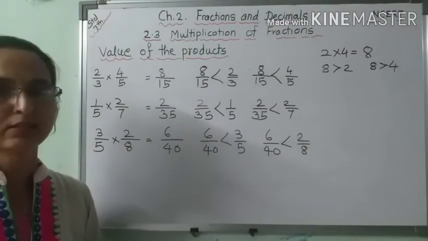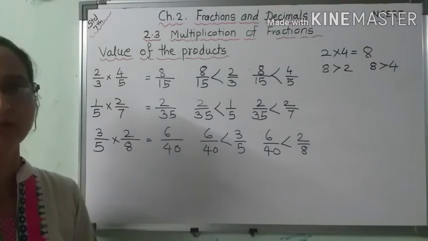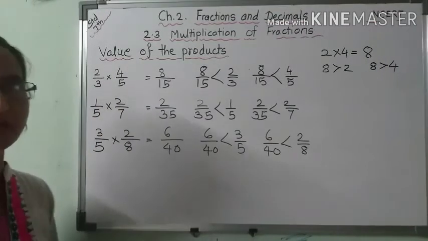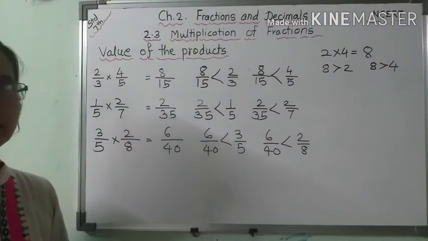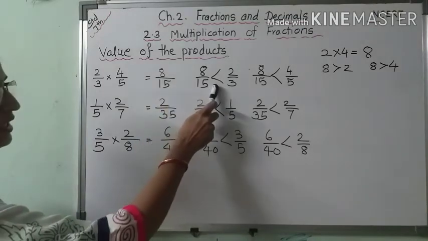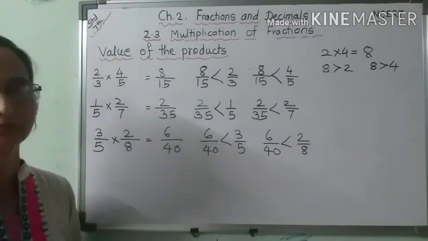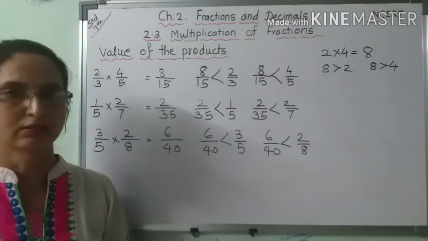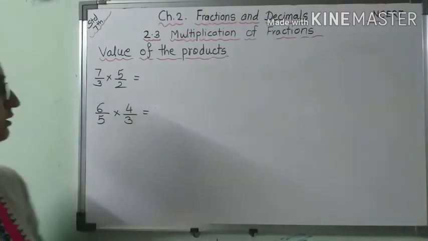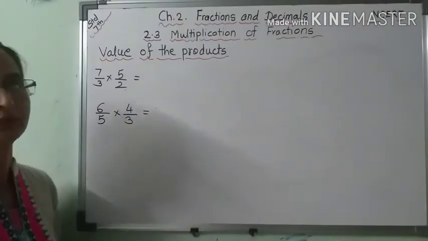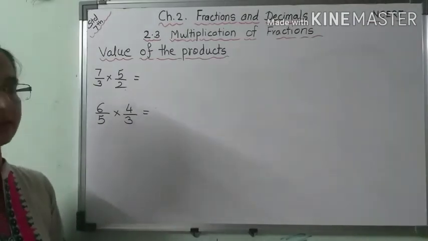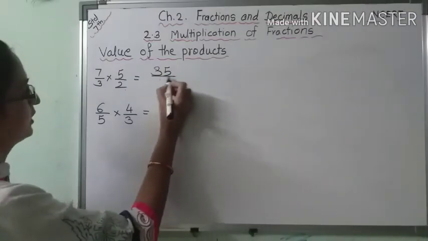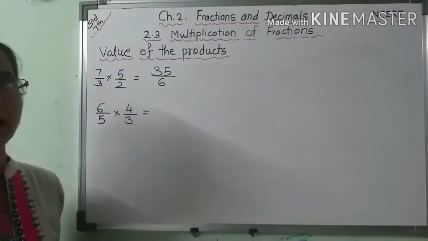By observing this, we can say that when we multiply two proper fractions, the product is less than each of the fractions. Now we will take a few examples of improper fractions. The first example is 7 upon 3 into 5 upon 2. Here both fractions are improper fractions. Now multiply these two fractions. 7 fives are 35, 3 twos are 6. Your answer is 35 upon 6.